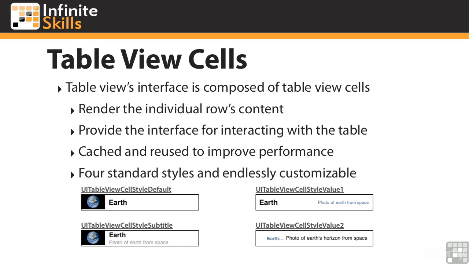Table cells provide some default styling and layout. UITableViewCellStyleDefault will provide a primary text label and an optional image on the left. UITableViewCellStyleSubtitle is very similar, but additionally provides the subtitle below that main text. And then we have UITableViewCellStyleValue1 and Value2. The primary difference is that Value1 puts the greater emphasis on the first value, whereas Value2 puts the greater emphasis on the second value.